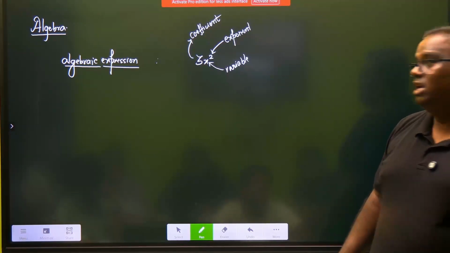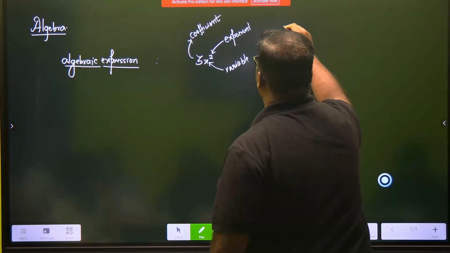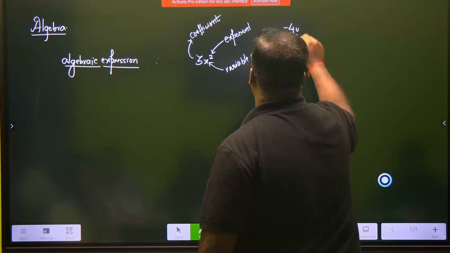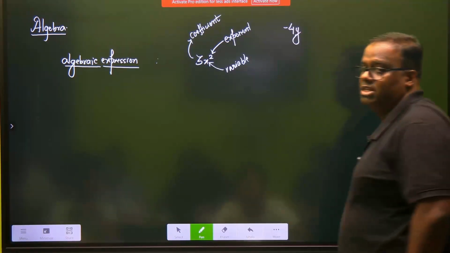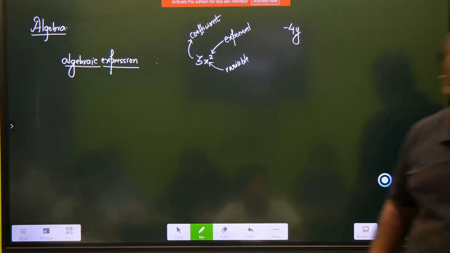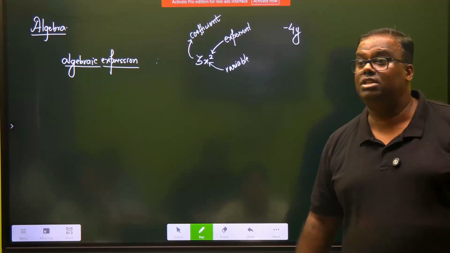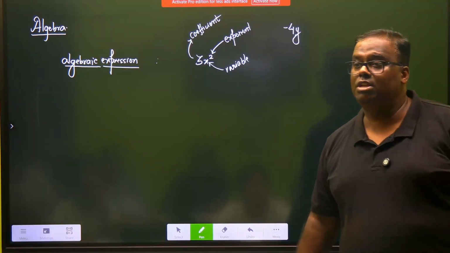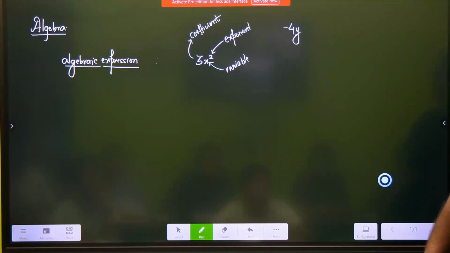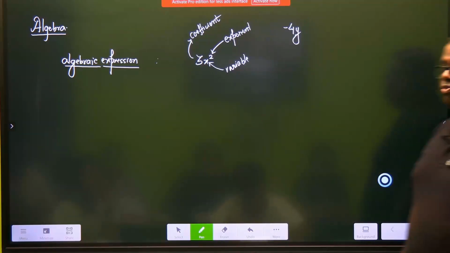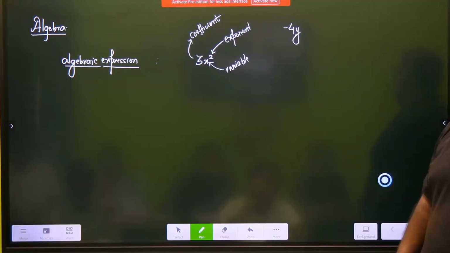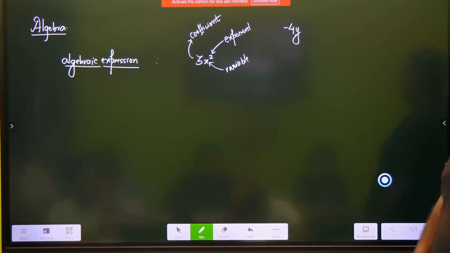Have you understood? Similarly, in this pattern, let me write, say, negative 4y. So somebody says, is this an algebraic expression? Yes. What is the coefficient? Negative 4. Who is the variable? Y. What is the exponent of the variable? 1. A coefficient will always supersede what is known as a variable. It will just come in front of the variable.